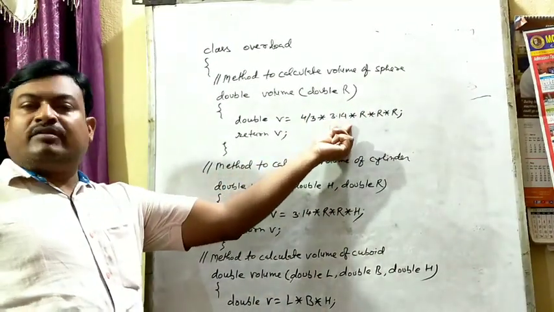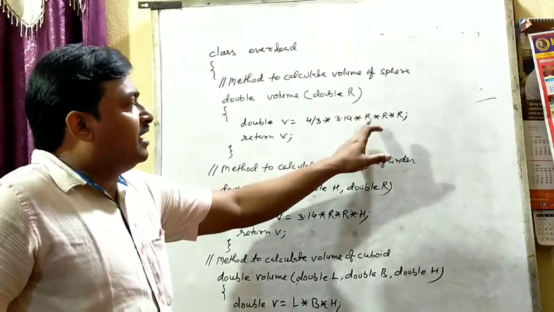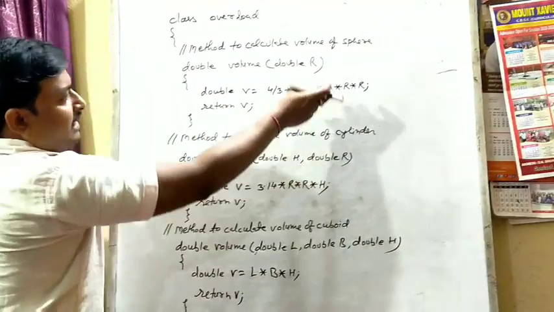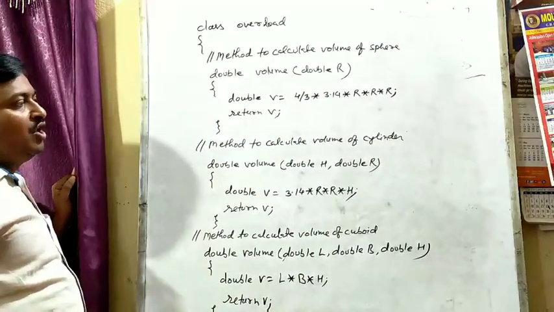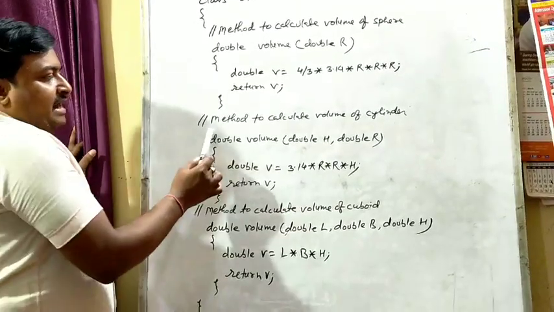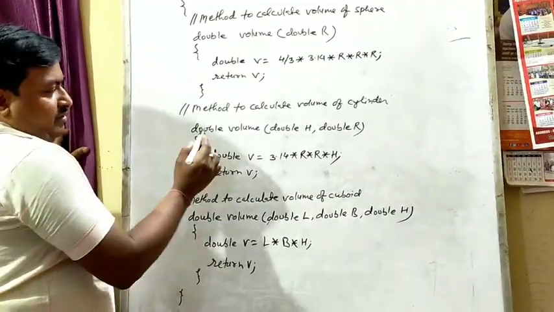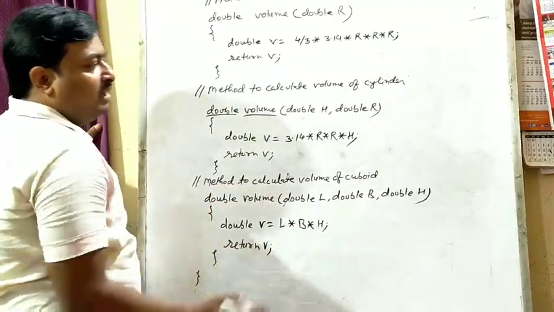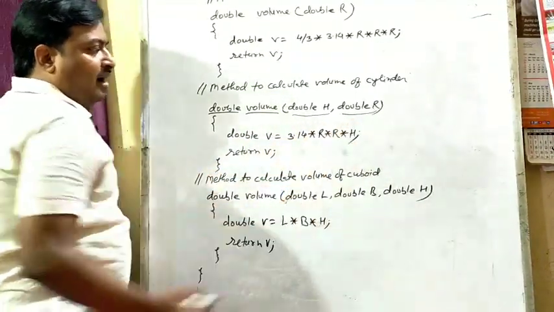4 by 3, we know the value of pi is 3.14, and r cube means r into r into r. So using this formula, we will calculate the volume of the sphere, and the volume will be stored in variable v, and we will return v. Second method to calculate the volume of a cylinder. This time the return type of the function is double, the name of the function is volume, and we have passed only two values, that is h and r.